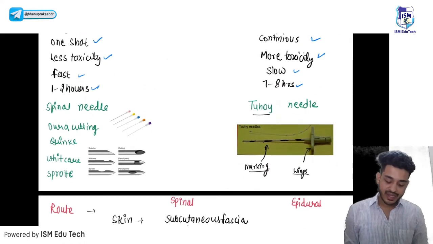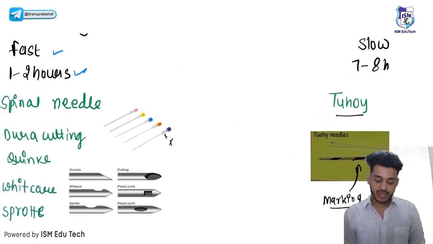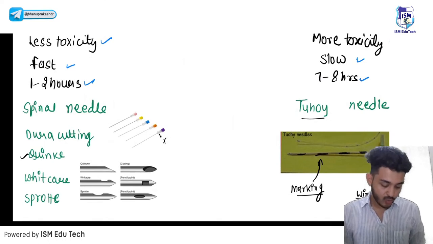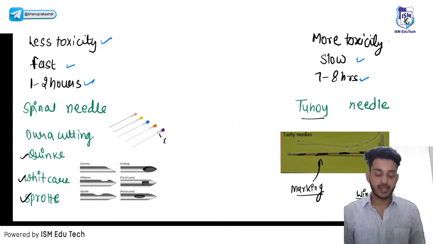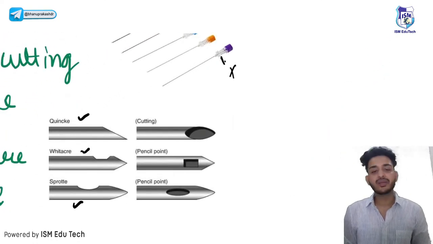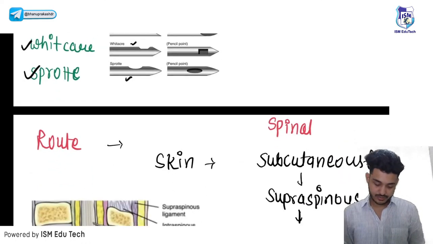In a spinal needle, how will you identify it? There are no wings. First thing, there are no wings. So that will be your spinal needle. Spinal needle can be Quincke, with the tip cutting, or it can be Sprotte. Look at this one, this is your Quincke, based on the types, where the openings are.